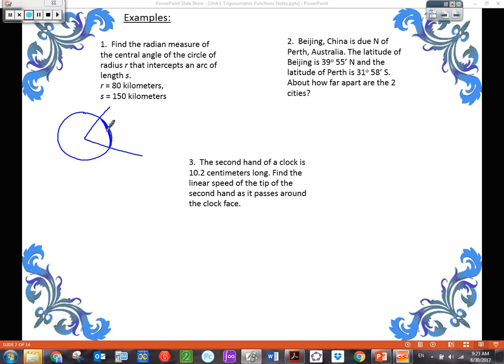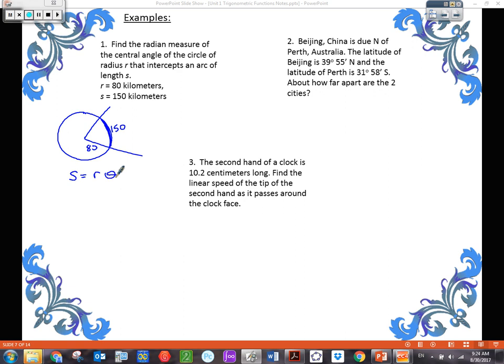So we have central angle, and we know r. r is 80 kilometers, and we actually know our arc length. Arc length is 150 kilometers. So I always start by just writing down the formula. Why try to do things from scratch? Just write the formula down and figure out where things go. So the formula we would have memorized by this time is arc length equals r theta.